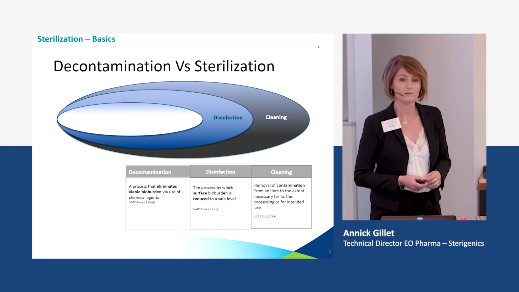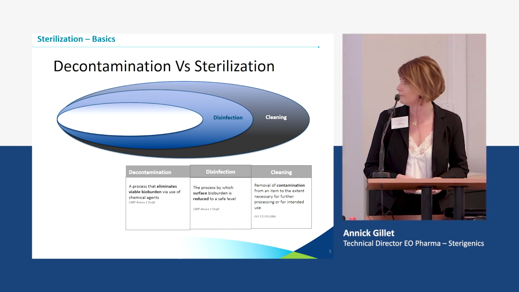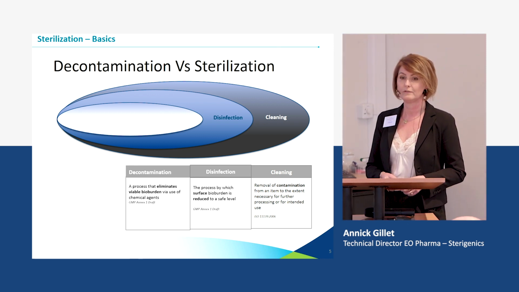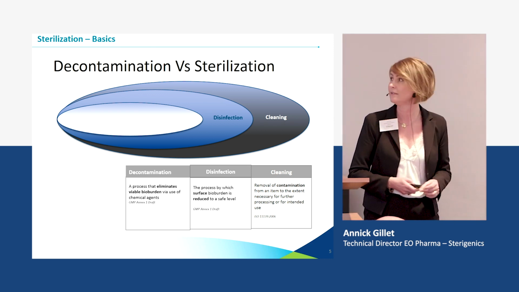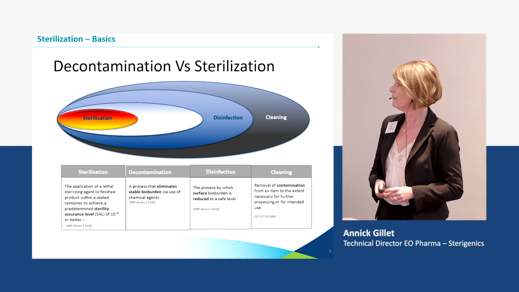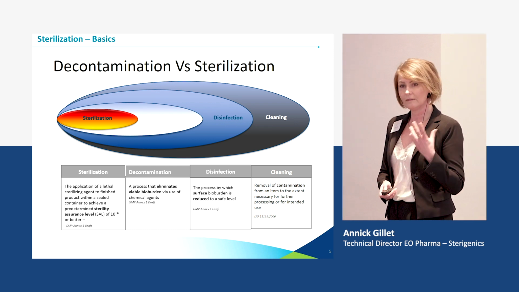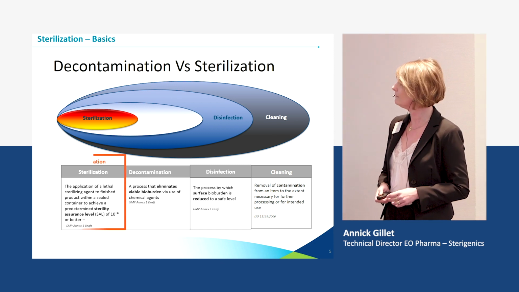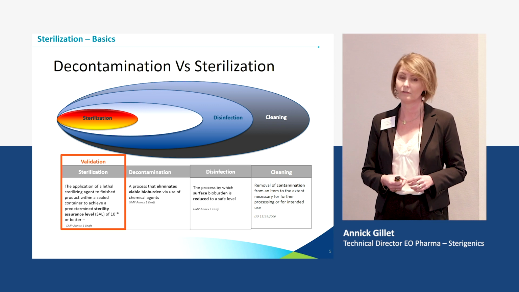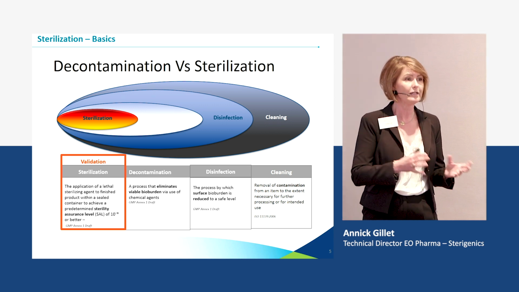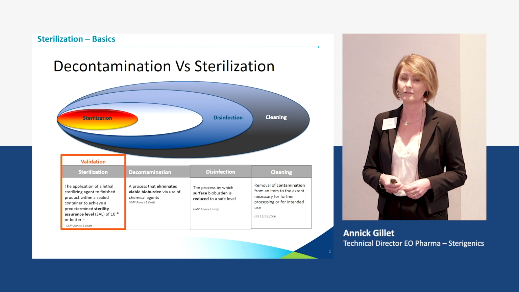Then we go to decontamination. So what does this mean, decontamination? That's a process that eliminates the viable microorganisms, viable bioburden, via a chemical agent. So then you will tell me, but what is the difference between decontamination and sterilization, which is here the last step? And really the difference between these two, and that's something important to keep in mind, is the validation. When you are talking about sterilization, you are talking about a process that is able to provide a predefined sterility assurance level. So that's the main difference between decontamination and sterilization.